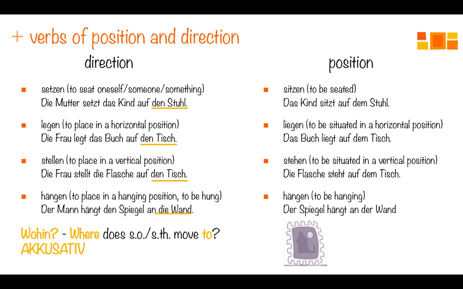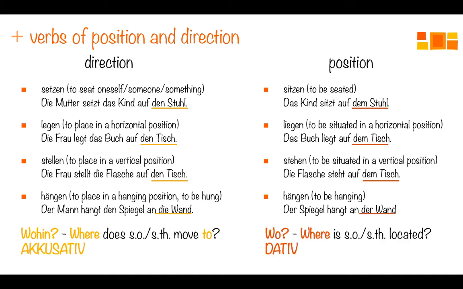So, what is important here? The verbs of position describe where something or someone is located. Auf dem Stuhl, auf dem Tisch, an der Wand. And the question here is not where to, but where. Auf Deutsch, wo. And as you see, dem Stuhl, dem Tisch, der Wand, that's the dative, not the accusative. So here you need the dative.